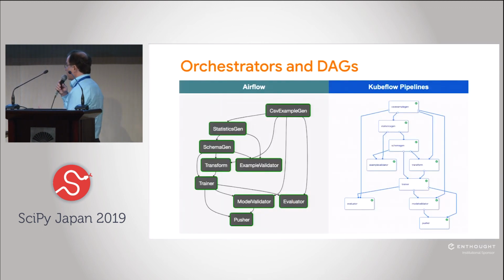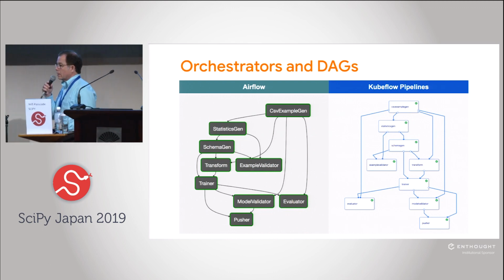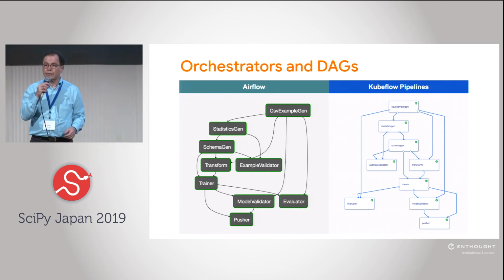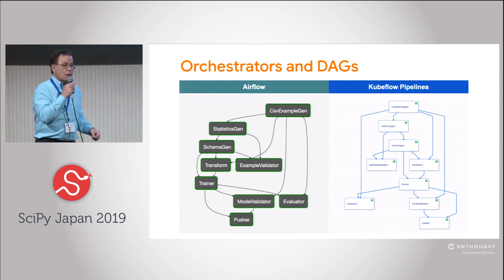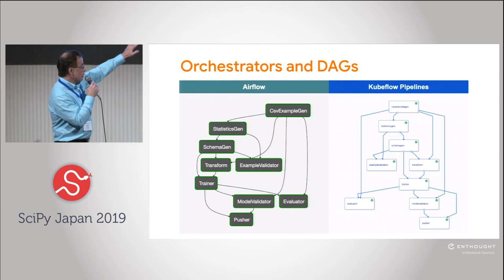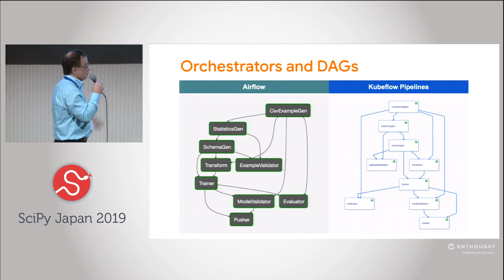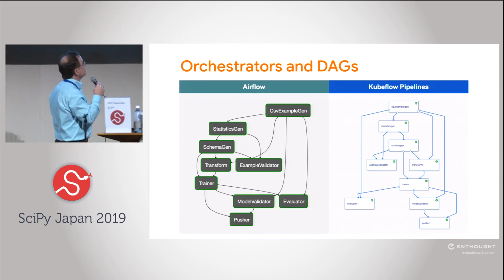When you orchestrate a pipeline, this is what it looks like. A pipeline is a directed acyclic graph, or DAG. And this is what it looks like in 2 different orchestrators. It's the same DAG, just drawn slightly differently.